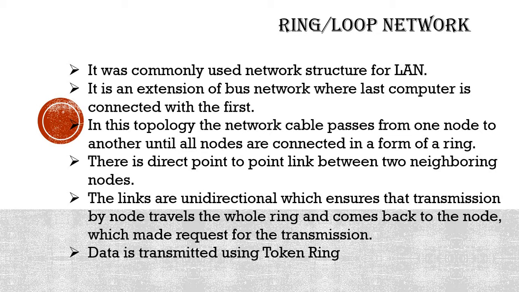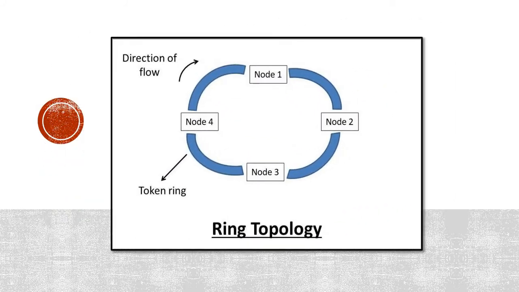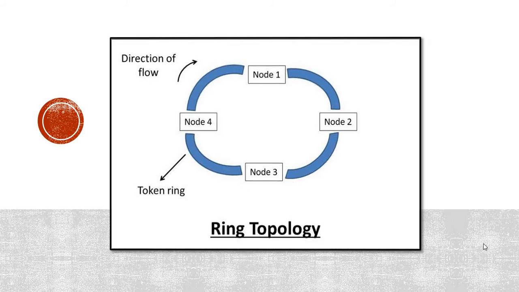The data transmission uses a token ring. This is a simple diagram for ring topology. So this is a token ring and these are the directional flows for ring topology. And the signals get transmitted by a bidirectional method, meaning node 3 can transmit the signals to node 2 as well as node 4.